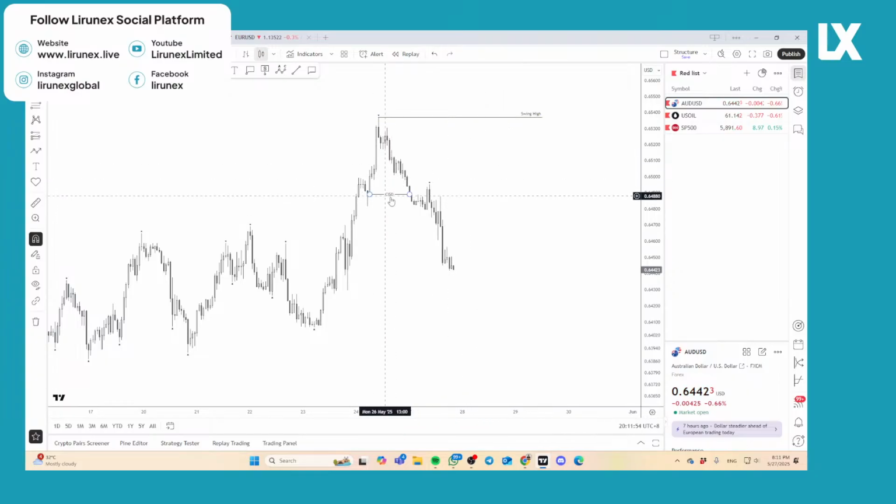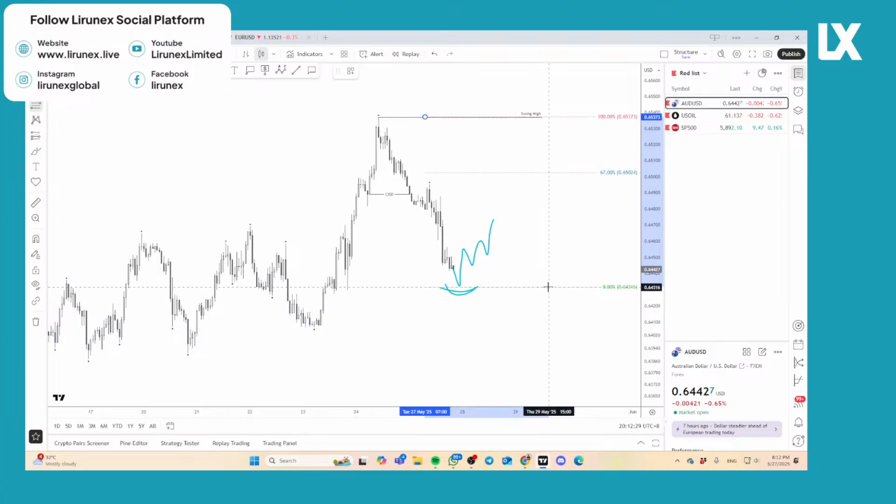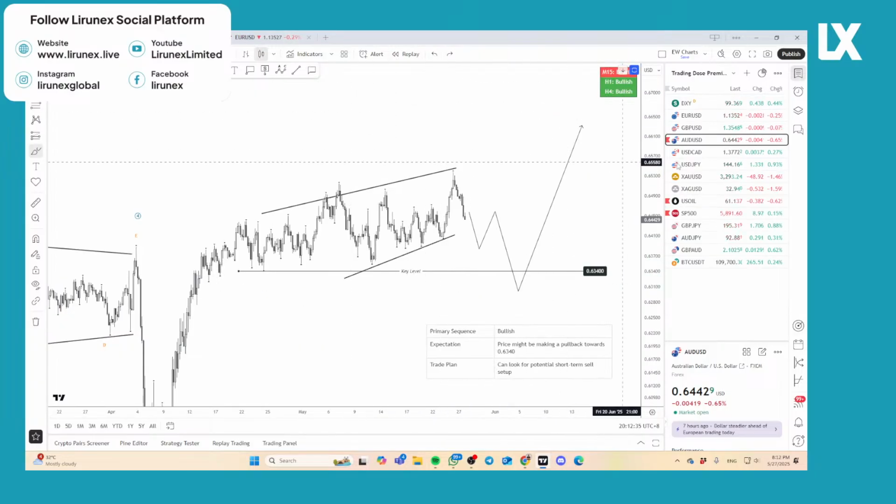Okay, now in SMC we have this concept called change in state of delivery, CISD. Basically it's just an initial early sign of a reversal, right? Because you can see a couple of bullish candles, and then the market took out the low of that bullish candle. So that's the early sign of a shift in direction. Okay, market is still pushing lower, but once this starts to pull back and form a low point, what we can then do is start to put in our fibs, and then we'll look out for entry over here.